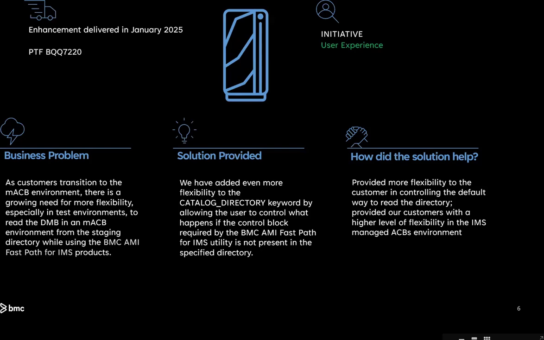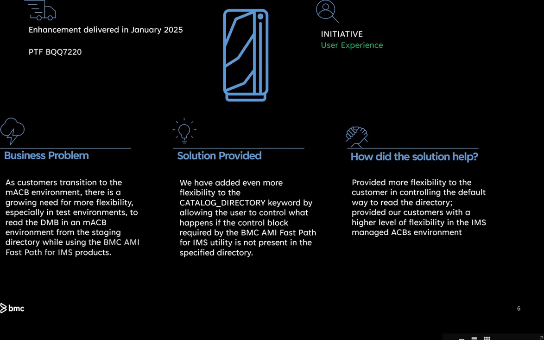So what solution did we provide? Our enhancement provided our customers with a higher level of flexibility in the IMS managed ACBs environment. We added even more flexibility to the catalog_directory keyword by allowing the user to control what happens if the control block required by the BMC AMI FastPath for IMS utility is not present in the specified directory, right? So we added these various options, right?